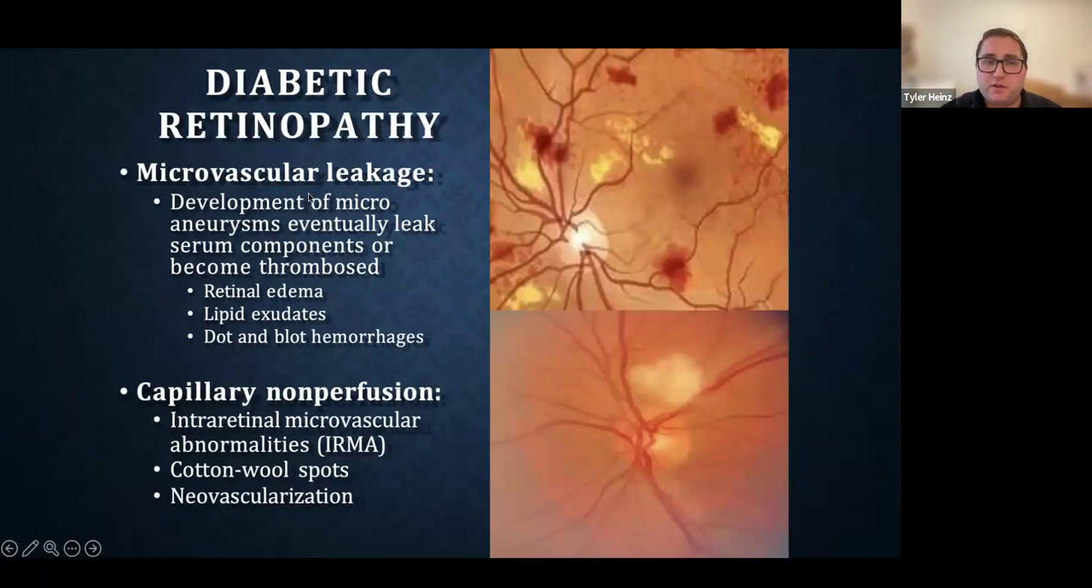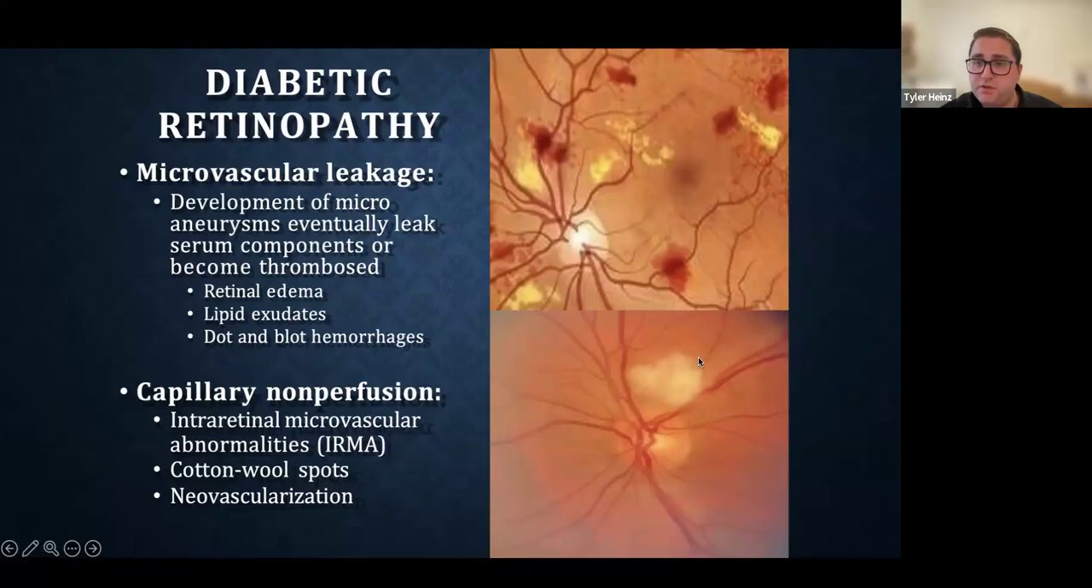So, microvascular leakage. This is due to the development of microaneurysms that are eventually going to leak serum components or become thrombosed. So you're going to start leaking out of all your blood vessels over here. Now, for example, let's look at this leakage right here. If this continues to leak, we're going to just keep pumping blood out into the vitreous, which again, remember, is all jelly back here, the vitreous.